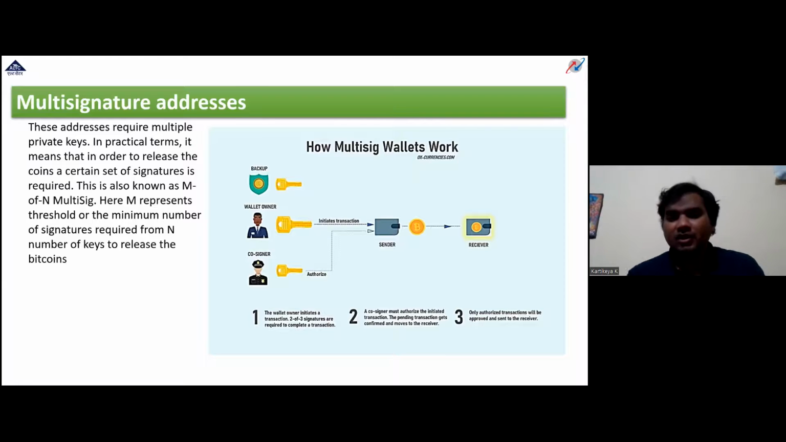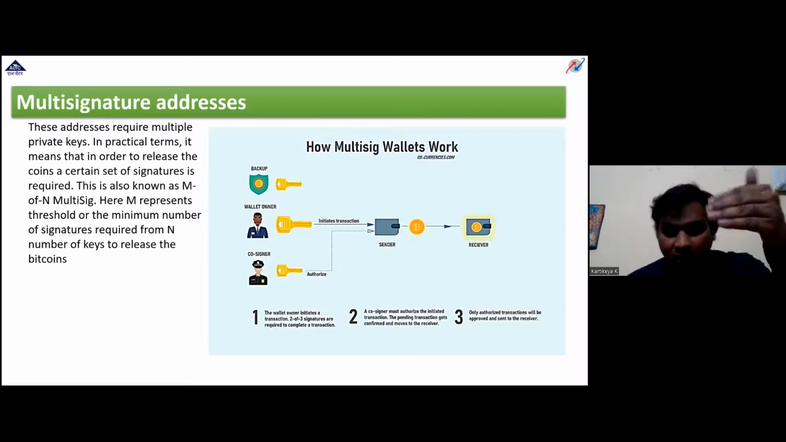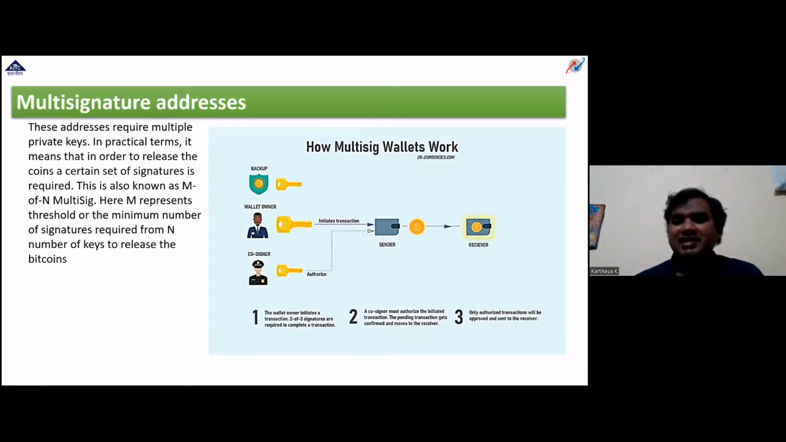So someone has to authorize the transaction. See here, the wallet owner generally initiates the transaction and the co-signer authorizes the transaction. Then it will go to the receiver. Only the authorized transaction will be approved and sent to the receiver. That means only after the co-signer authorizes the transaction will it go to the receiver. This is how multi-sig wallets work.